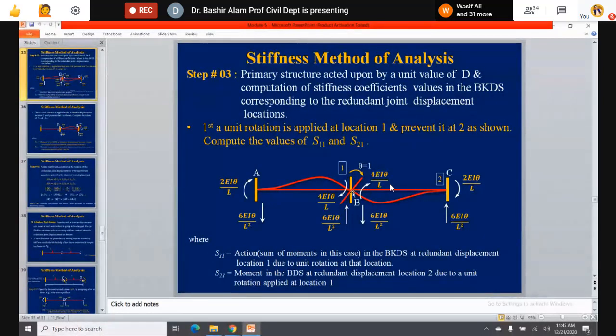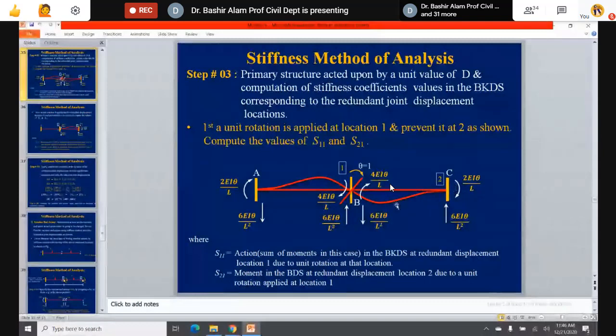So here now, if you see, if rotation is provided at the near end, the moment produced there will be 4EI theta divided by L. We will prove this also in a while. And at the far end, it will become half of this moment and in the same direction. So 2EI theta over L. At the near end, 4EI theta over L. At the far end, 2EI theta over L in the same direction.